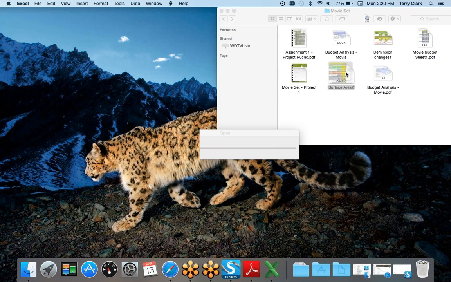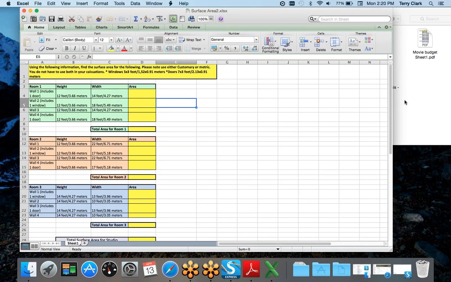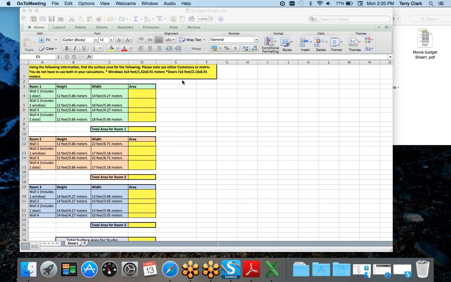From there, we'll go to the surface area worksheet. And here's our surface area worksheet. We're looking at where it's talking about the walls. We have the height and the width of the walls. To find the area, we simply multiply those together. We multiply the height times the width, and that gives us the area. And we do the same thing for wall 2.